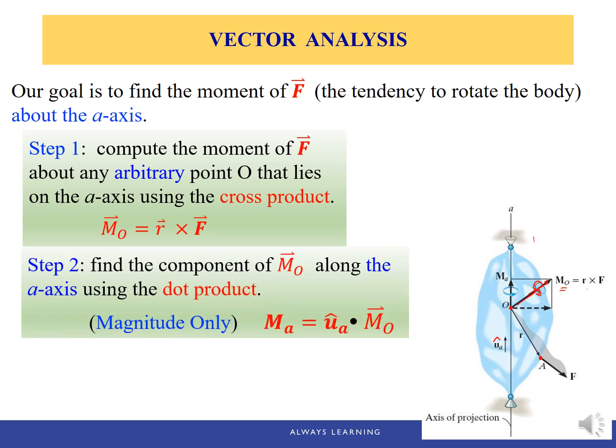So the second step is to find the component of this vector MO along the A axis, or to find the projection of the moment MO about a given line axis. So we just reviewed it. To find the projection of a vector on a given direction, we use the dot product. So MO dot the unit vector of the direction, or unit vector UA dot MO, both will give us the magnitude of the moment about the A axis.